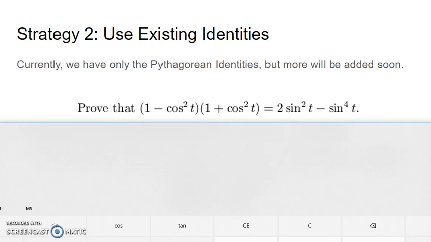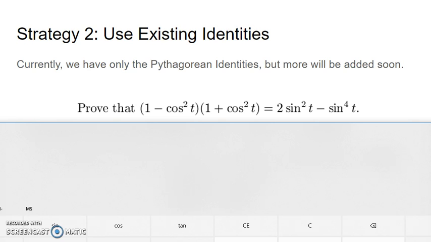Right now, we only really have access to the Pythagorean identities, being sine squared plus cosine squared equals 1. And of course, their variants: dividing everything through by sine squared gets me 1 plus cotangent squared equals cosecant squared, and also dividing through by cosine squared gets me tangent squared plus 1 equals secant squared. So those are things that we can always substitute, which might be handy for trying to prove that this equation is actually an identity. The equation being that 1 minus cosine squared times 1 plus cosine squared is equal to 2 sine squared minus sine to the fourth.